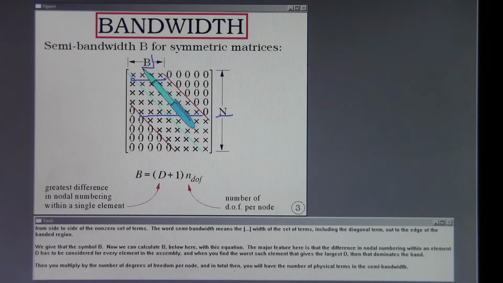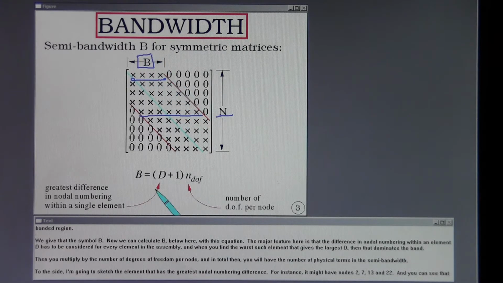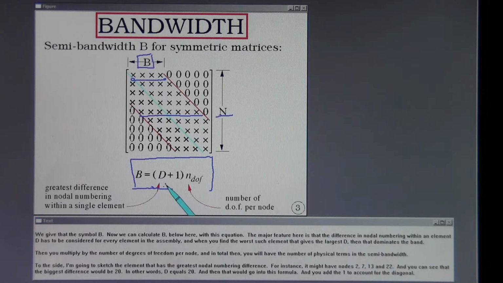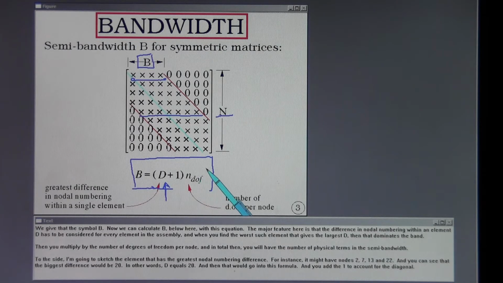We give that the symbol B. Now we can calculate B below here with this equation. The major feature here is that the difference in nodal numbering within an element, D, has to be considered for every element in the assembly. And when you find the worst such element that gives the largest D, then that dominates the band. Then you multiply by the number of degrees of freedom per node. And in total, then, you will have the number of physical terms in the semi-bandwidth.